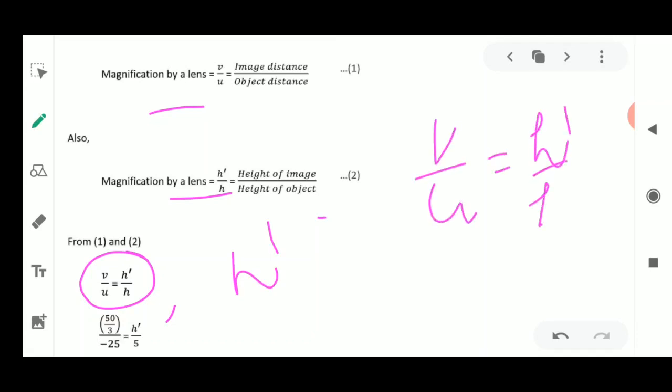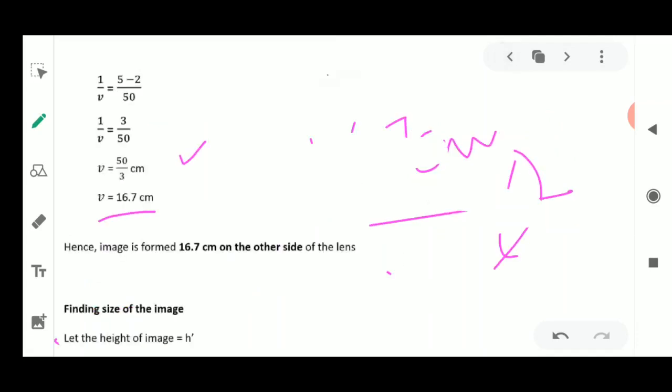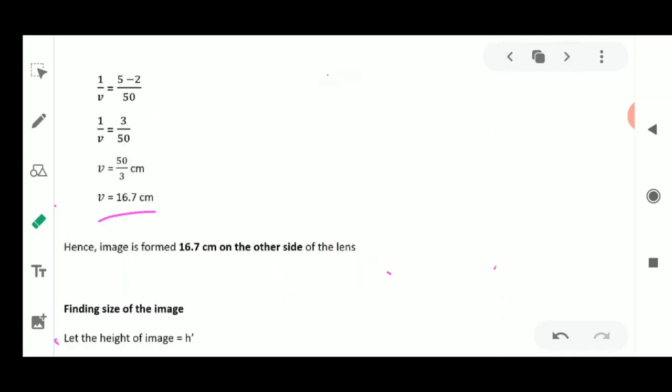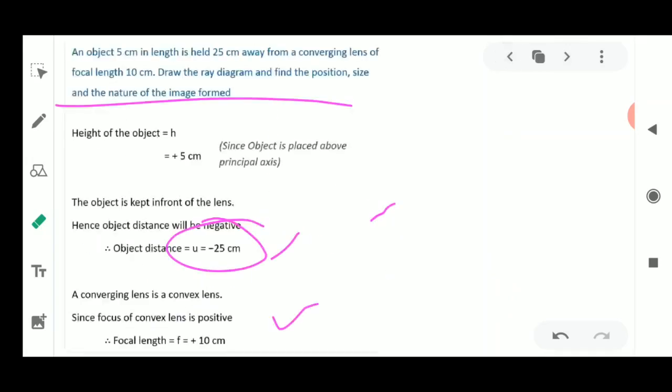So we can find h dash by equating v by u to h dash upon h. We have kept the value of 50 by 3 that we got just now, because if we keep 16.7, the calculation will become quite tough and we need to calculate more. That is why we are using the fractional value only. So this fraction was 50 by 3, which is v, and u was minus 25, which is given here.